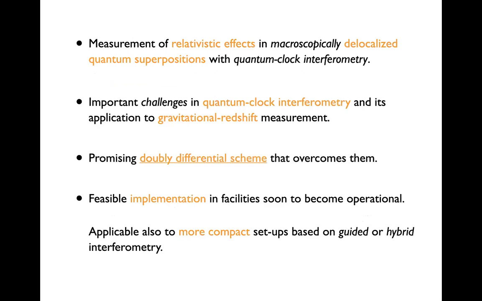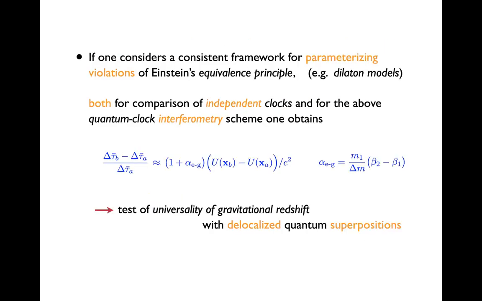And with that, I just finish with the conclusion. I showed you that there are actually promising ways of measuring these relativistic effects in these macroscopically delocalized quantum superpositions. I explained how there are important challenges to do quantum clock interferometer experiments that are sensitive to gravitational redshift, but how this can be successfully overcome with this doubly differential scheme or variants of that. And then its implementation should be feasible in facilities that are becoming operational right now.